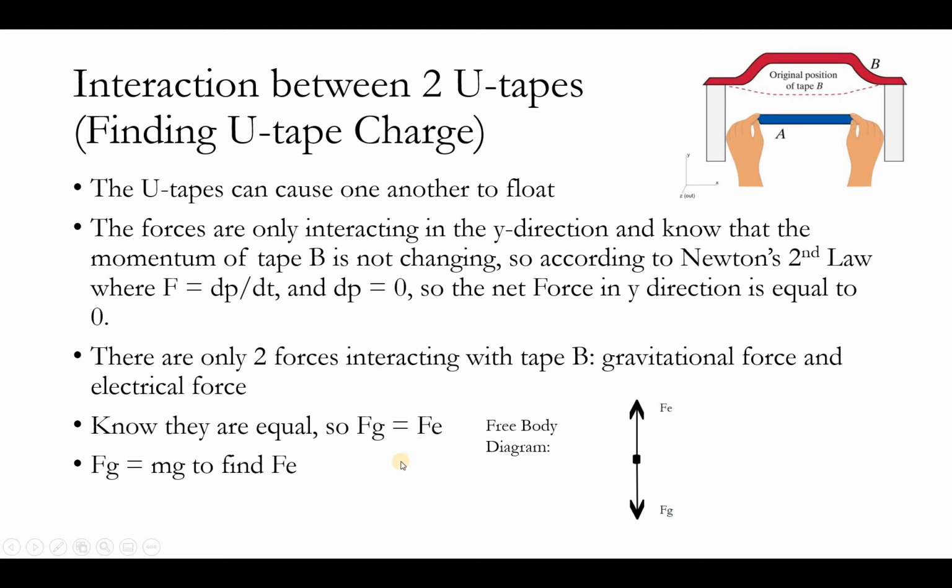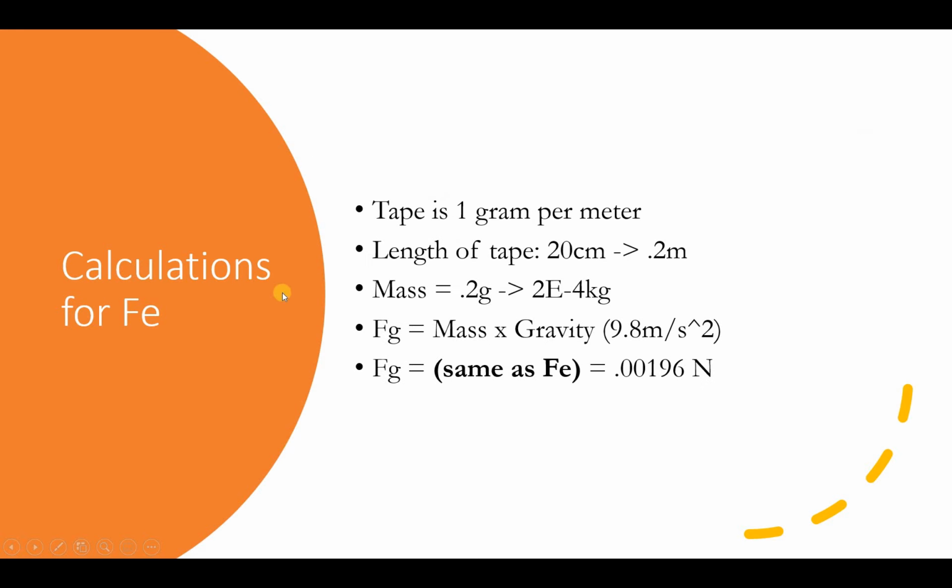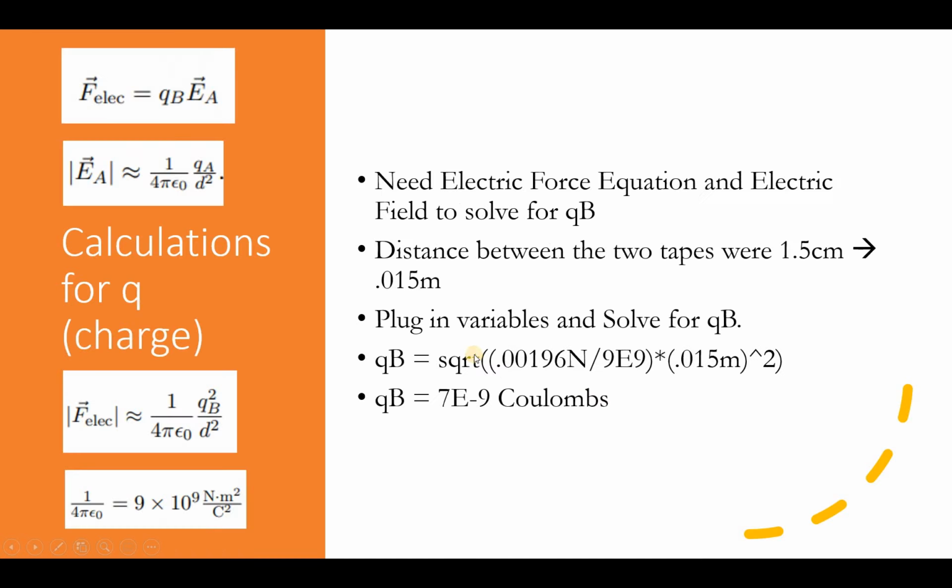To figure out the electric force, we're going to first find out what the force of gravity is. To do this, we're going to do mass times gravity. First, we know that the tape is 1 gram per meter, so I found the length of the tape and then calculated the mass of the tape. I just multiplied mass and gravity together, and that's going to equal 0.00196 Newtons, which is also the same as the electric force.